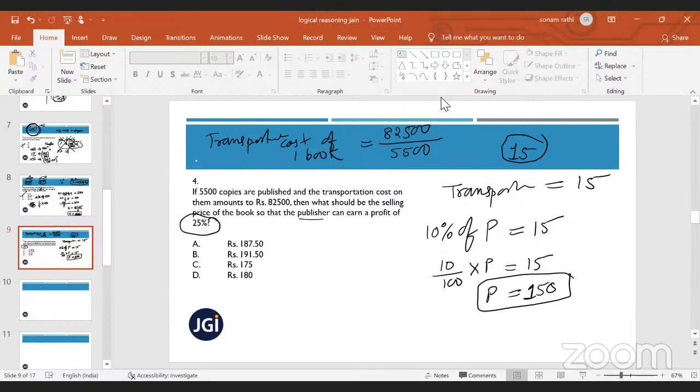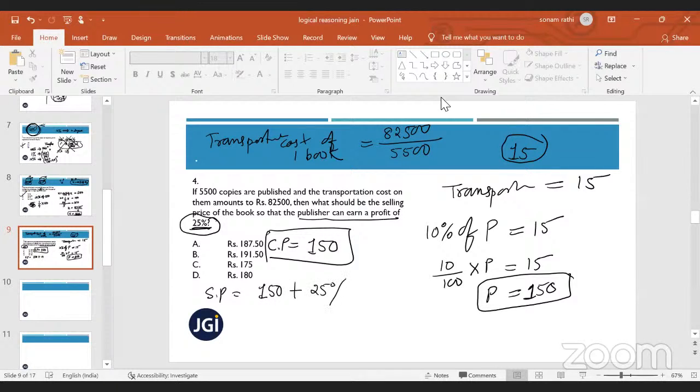The question is saying the publisher can earn a profit of 25%. So 150 is his cost price, right? 150 is the cost price. So 25% on the top of it. So 150 selling price will be how much? 150 plus 25% of 150. 150 is already there, extra 25% we need to add.